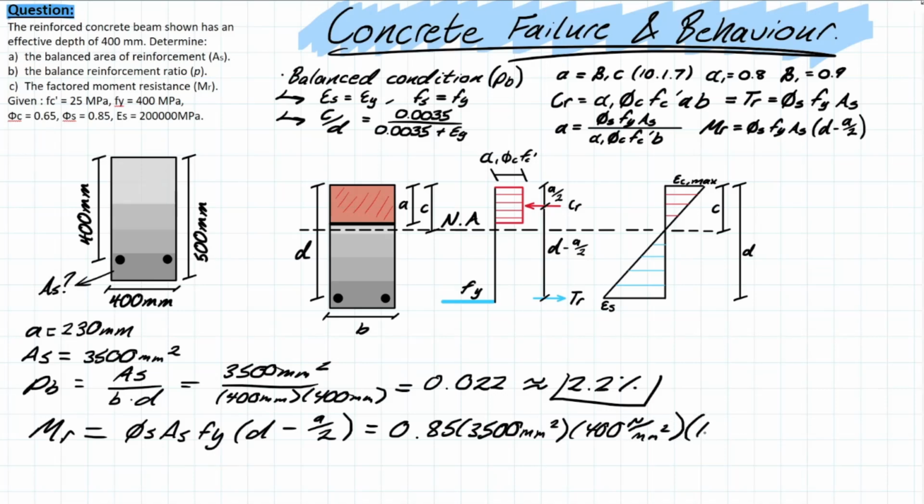And we have d given, 400, minus the a, 230, over 2. And all that is in millimeters. And then solving for this, you are simply left with a value of 339 kilonewton meters. And that's how you solve for the area of reinforcement in the balanced condition.